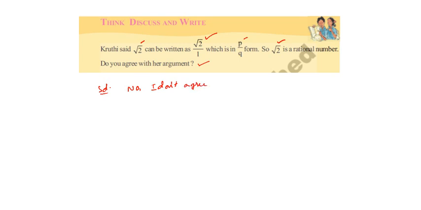Here, what is a rational number as per the definition? As per the definition of rational numbers, p comma q belongs to Z. That means the numerator and the denominator should be integers.